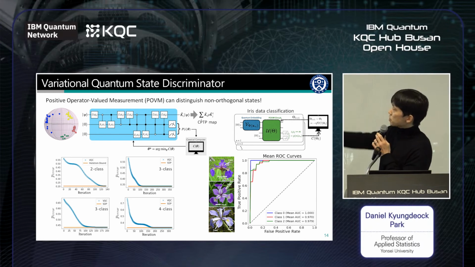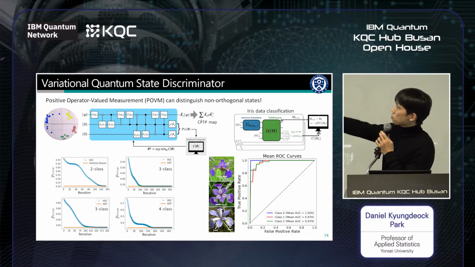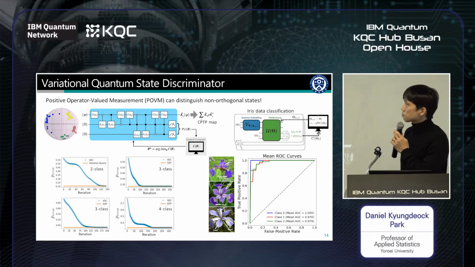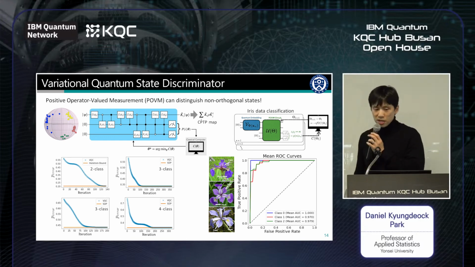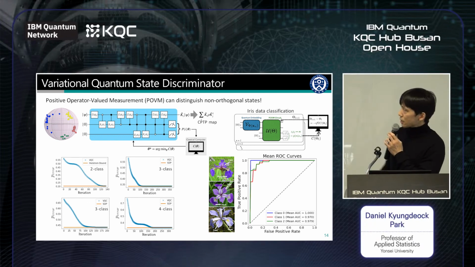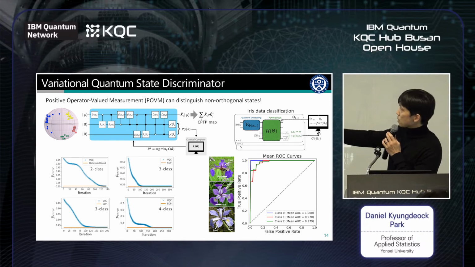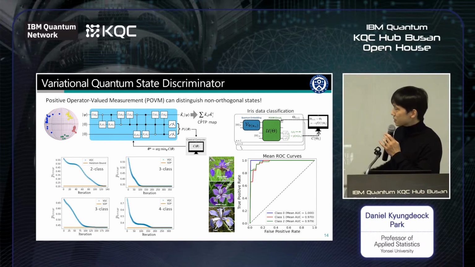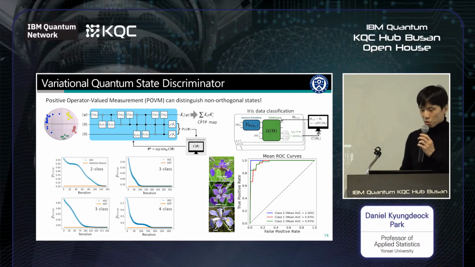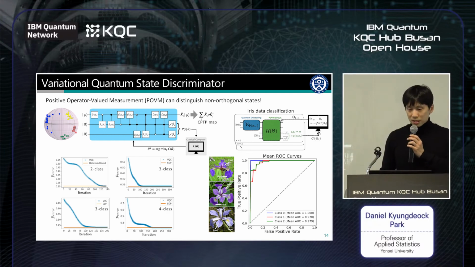So we thought about designing a quantum circuit that directly implements an arbitrary POVM. We parameterize a quantum circuit that directly implements POVM, and we train that circuit to perform multi-class classification that distinguishes non-orthogonal states. On the right-hand side is the main result. We tried that on the very simple iris data set to do a 3-class classification. And the end of the story is that the quantum multi-class classifier based on this POVM performed very well.